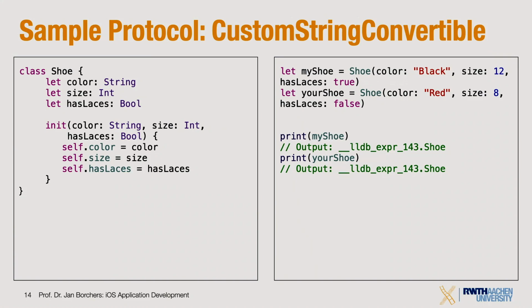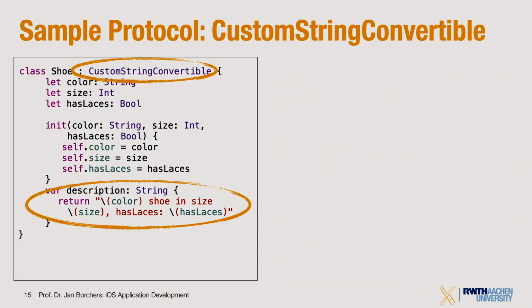So how we solve this is by adhering to a protocol. And the protocol in this case is called CustomStringConvertible, meaning I say that my shoe class actually adheres to the protocol CustomStringConvertible. That's the first thing I need to do. So I basically put that there. It looks like I'm subclassing, doesn't it? With the colon and everything. And I'm going to get back to that later, why it looks like subclassing. But it is not subclassing. You could actually do this with struct as well. You can put struct here. Everything's going to work just the same.